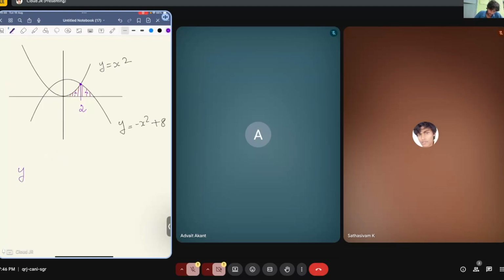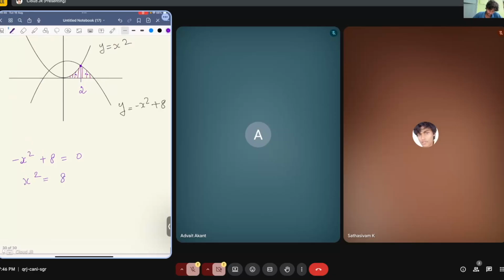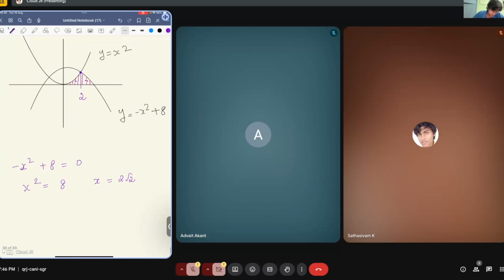That point is where minus x square plus 8 is equal to 0. That means x square is equal to 8, so x is equal to 2 root 2. I don't want to take the root, but finally we end up with the root. Okay, so this point is 2 root 2.